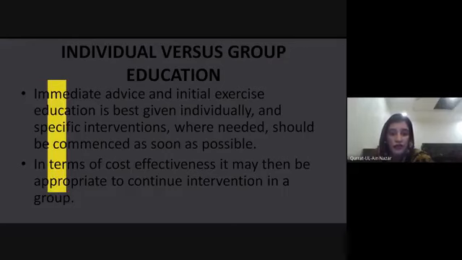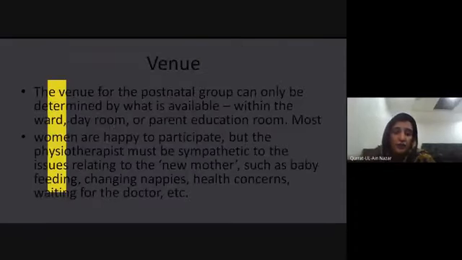Benefiting from the group interaction, the group approach is particularly useful in delivering the hidden curriculum: the wealth of information and advice over and above simple exercise instructions, which is particularly important for those women who did not attend antenatal classes. After this, the venue comes. What is the importance of the venue in educating a postnatal mother? Yes, it is very important.